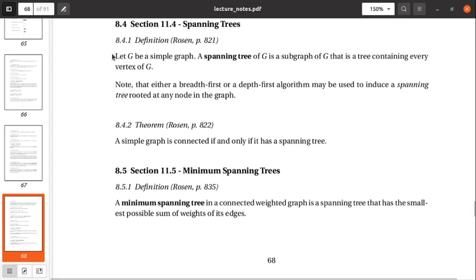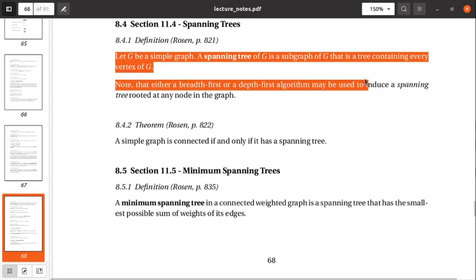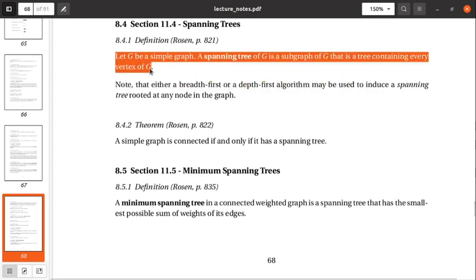Okay, so spanning trees. So again, we start with a graph. And a spanning tree of some graph G is a subgraph that is a tree containing every vertex of G. So we said that there is a certain condition that if it's satisfied for a graph, then it also happens to be a tree. A spanning tree is a systematic way of making that happen.